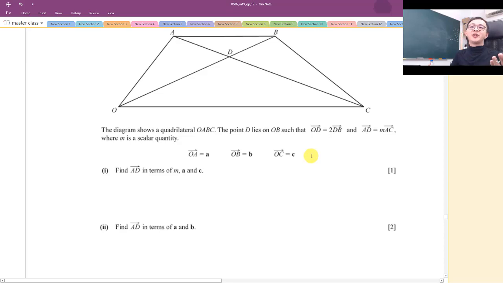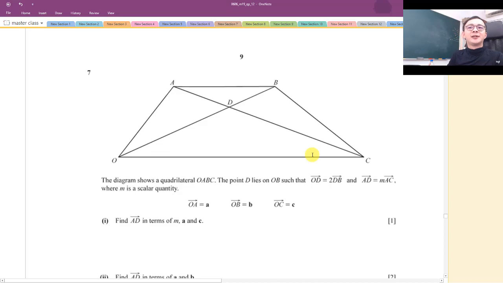Okay, we do vector because just now we didn't do vector. So let's have a look at the vector here. OA is equal to A, OB is equal to B, and OC is equal to C. Find AD equals to M AC here. Later we'll go into the graph again if you are so worried about the graph, because I'm trying to cover some topics I haven't discussed, to maybe help you a little bit tomorrow.